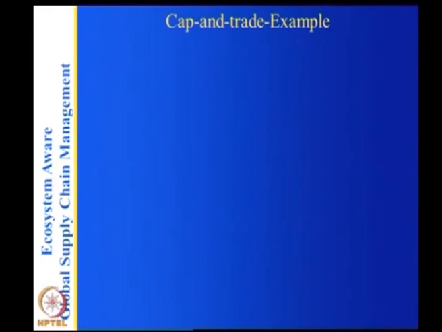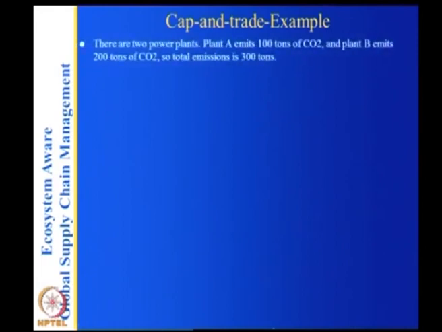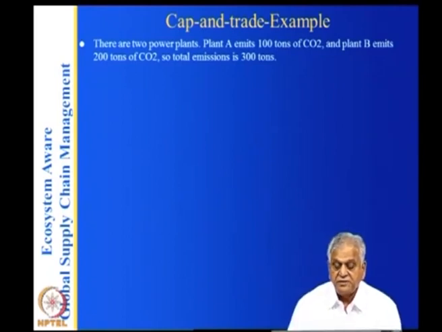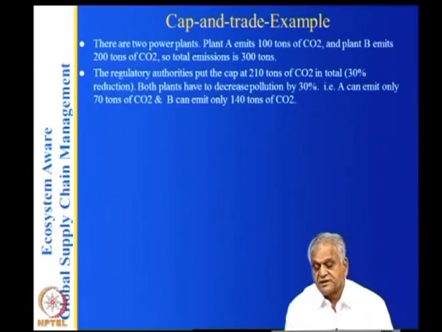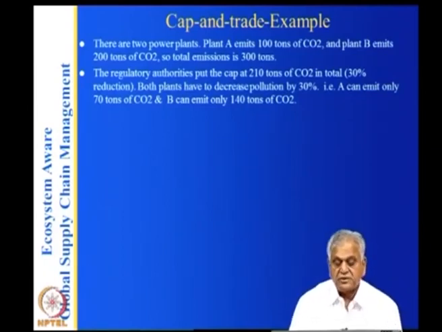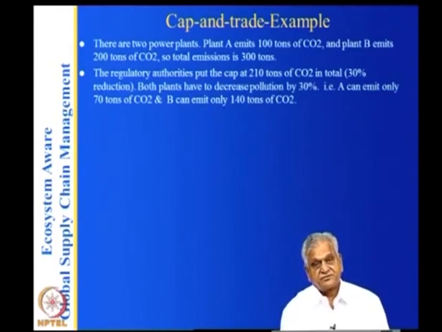If you look at an example, there are two power plants. Power plant A emits 100 tons of CO2 and plant B emits 200 tons of CO2. So the total emissions are 300 tons. Now the government steps in and puts a cap of 210 tons of CO2 total, a 30% reduction. Both plants have to decrease pollution by 30%. A can emit only 70 tons of CO2 and B 140 tons of CO2.